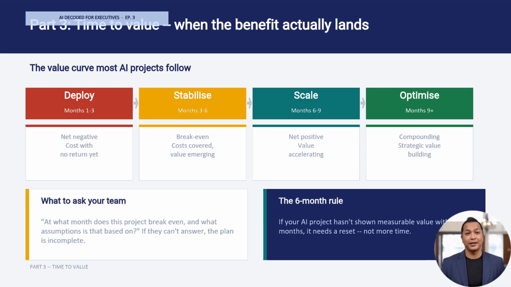AI projects typically follow a value curve. Deploy, months 1 to 3, sees costs with no return. Stabilize, months 3 to 6, breaks even. Scale, months 6 to 9, accelerates value. And optimize, months 9 plus, builds strategic value. Ask your team when the project breaks even and the assumptions behind it. If no value in 6 months, reset the project.